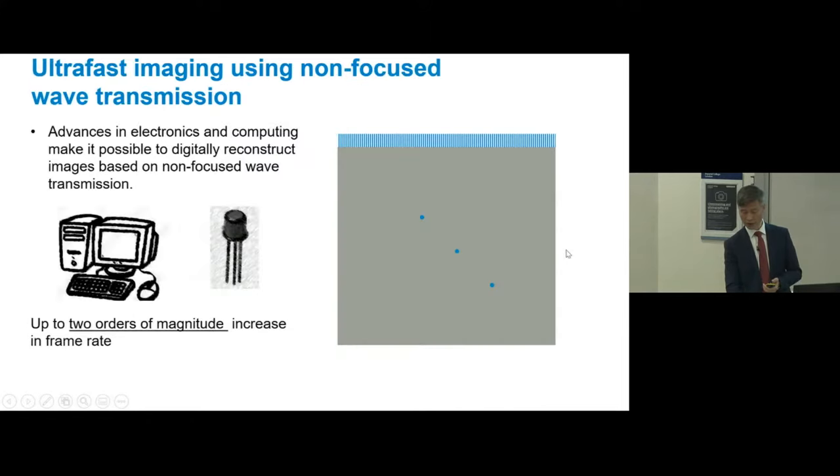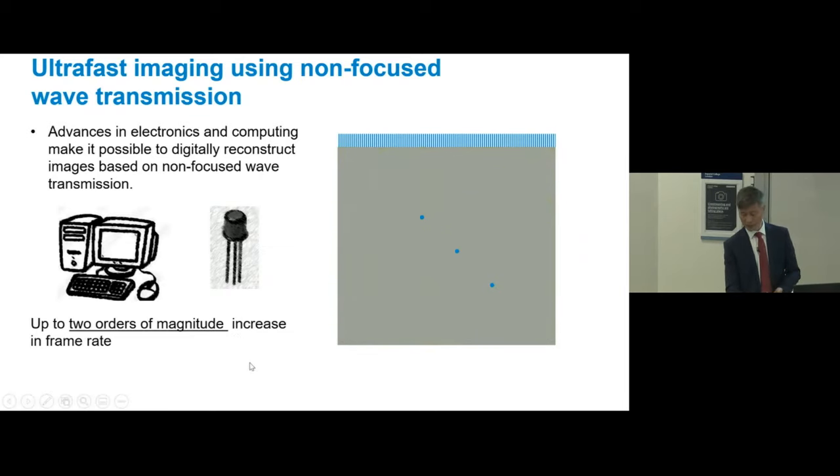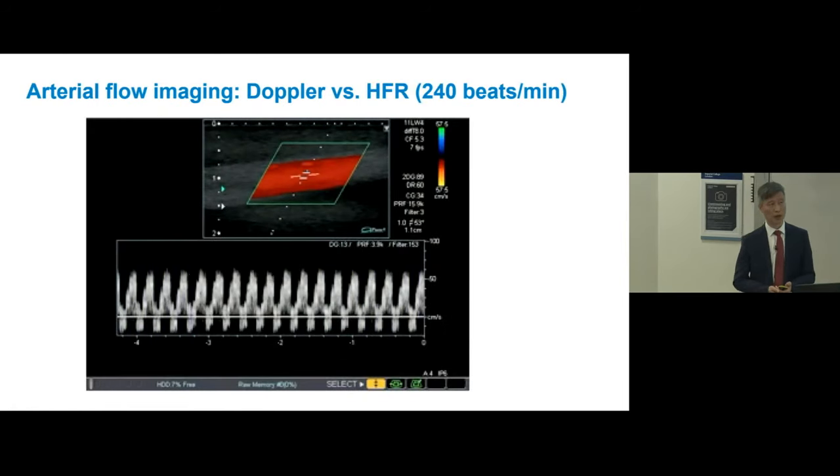But with the modern advance of electronics and computing power, what we can do is use the transducer to generate an unfocused wave, like in this case a plane wave, and receive all the signals from the transducer elements. There could be 100 or more. And then we can reconstruct the image using computers. That means instead of a line of an image per transmission, now you have a full image per transmission. That basically means your frame rate is suddenly increased by two orders of magnitude. We're talking about tens of thousands of frames per second, depending on the depth. So that is really fast, but how can we make use of that?